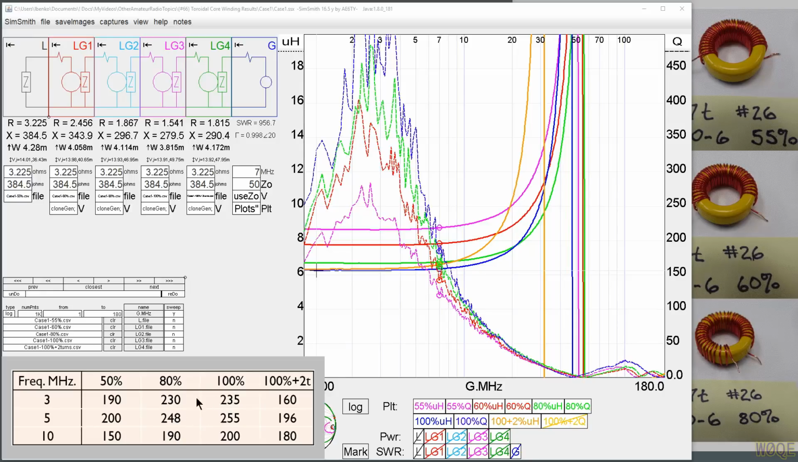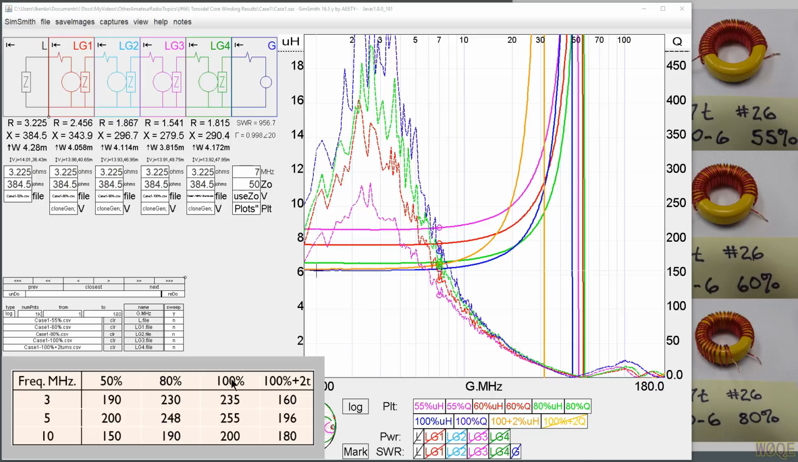You could almost say that this is imperceptible. But from 100% to 100% plus two turns, we did see a drop. And I had always been told and always thought that the 80%, 85% range was the highest Q. It appears to not be the highest Q.